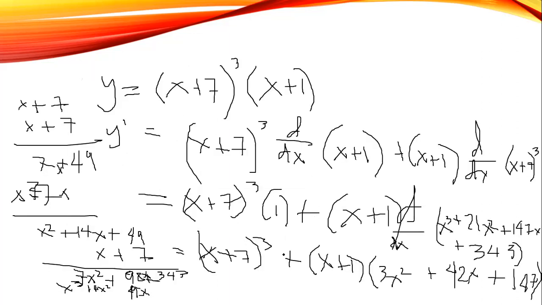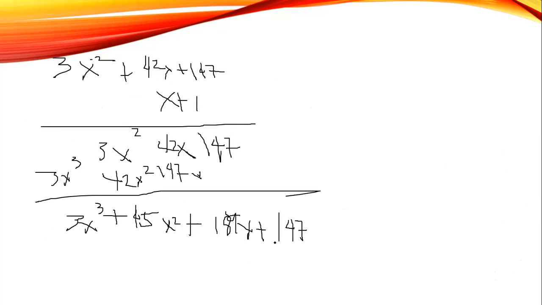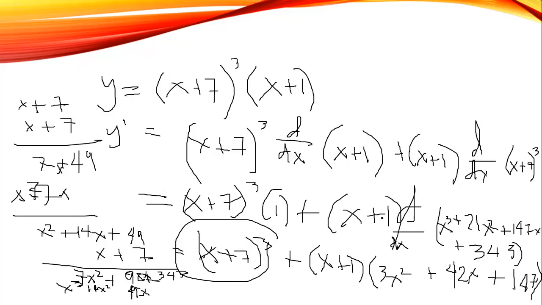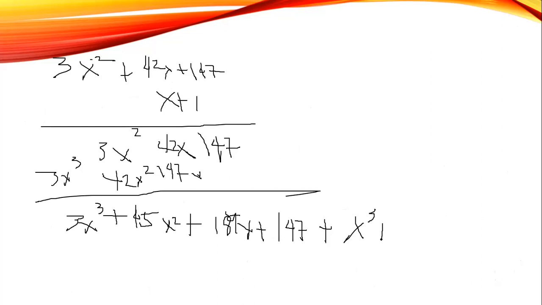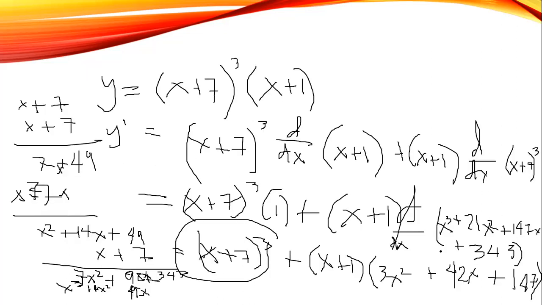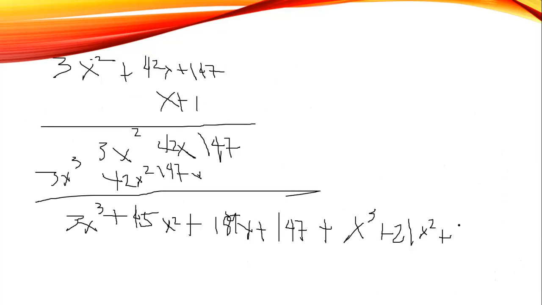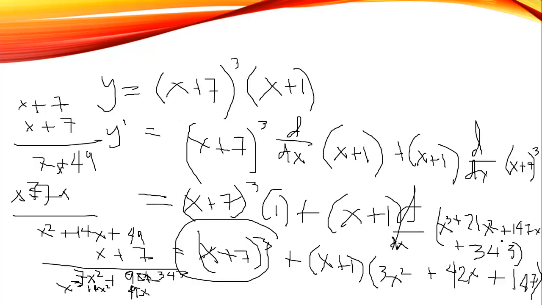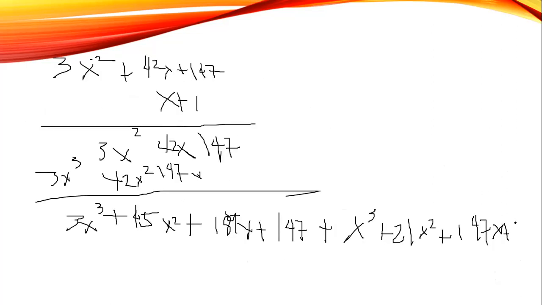And then we will be adding it with the cube of x plus 7 that we solved earlier. So we have plus x cube plus 21x squared plus 147x plus 343. After this, we simplify this.